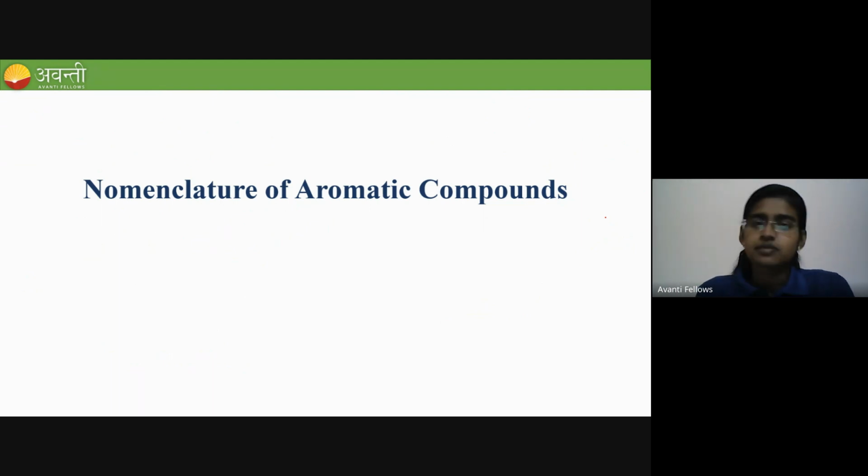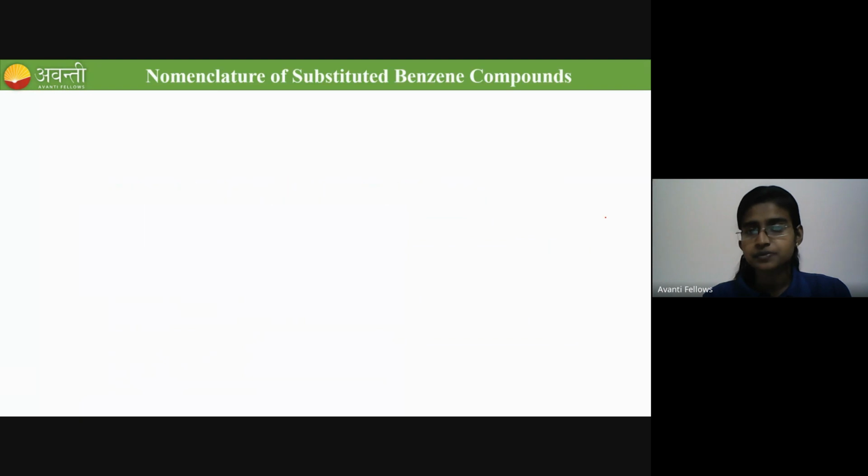Okay. So try for more compounds from your workbooks, and if you have any doubt, you can ask me. Okay, I'll clear it for you. Now coming to the nomenclature of aromatic compounds. We are going to see the nomenclature of substituted benzene compounds, which are nothing but the aromatic compounds.